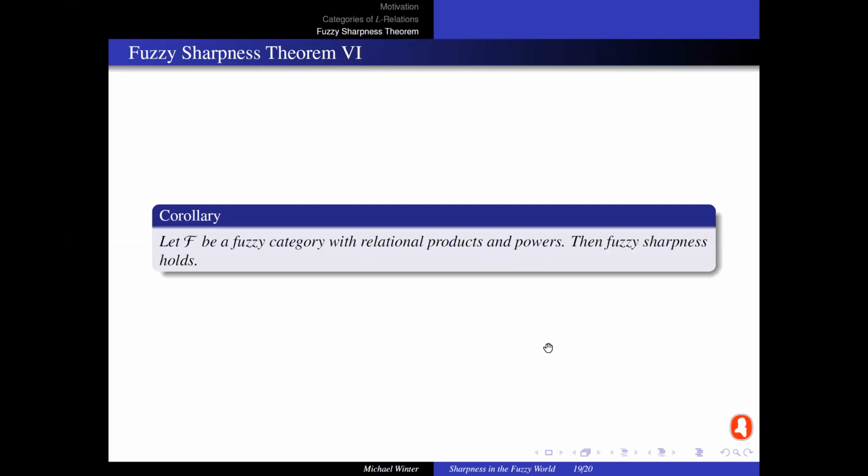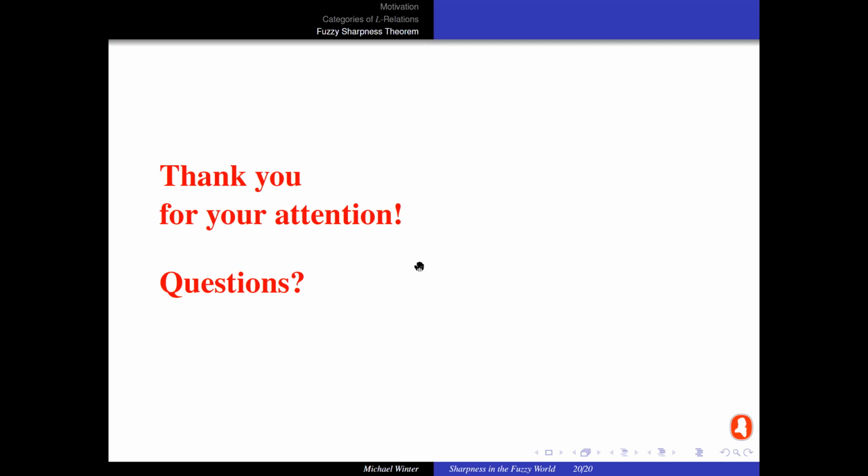And as a particular corollary out of this, if you have all relational products and powers which are used over here, then also fuzzy sharpness holds automatically, because having all relational products gives you the regular sharpness property by Jules de Janet's theorem, for example.